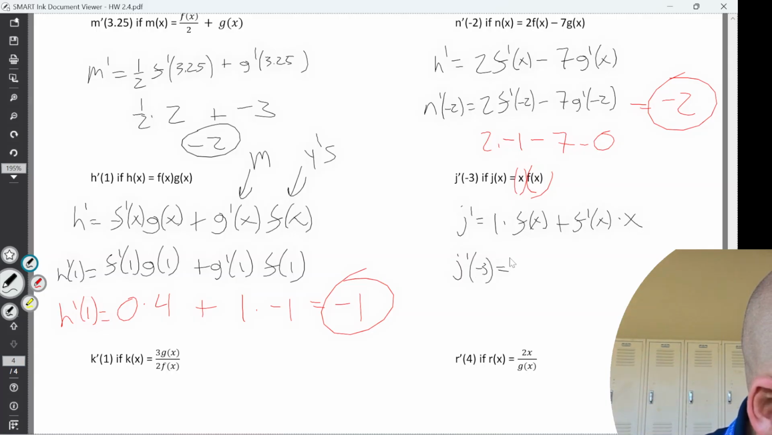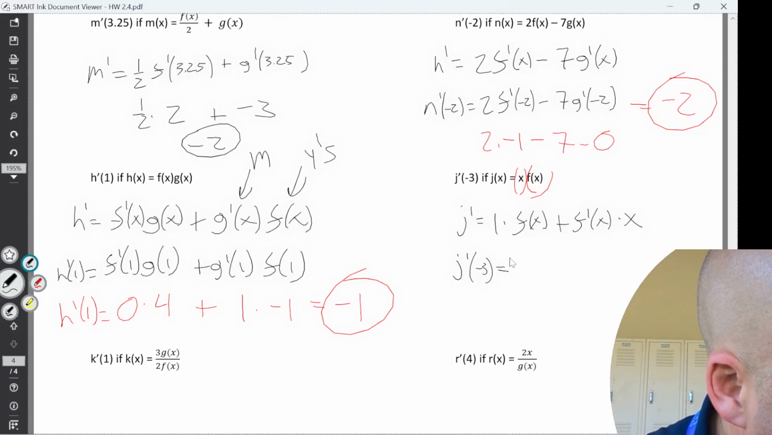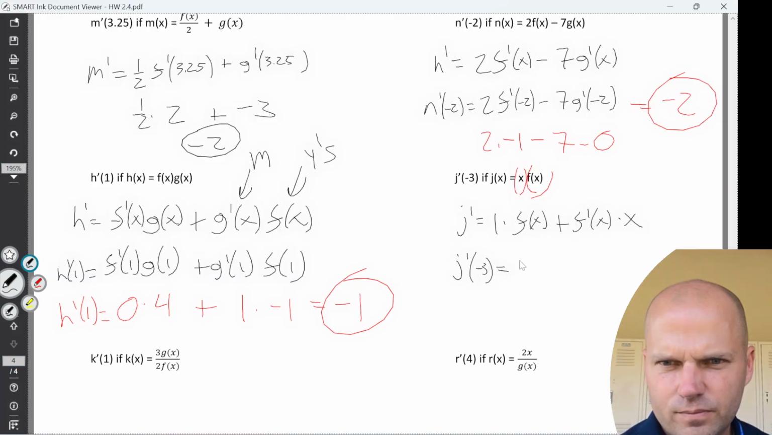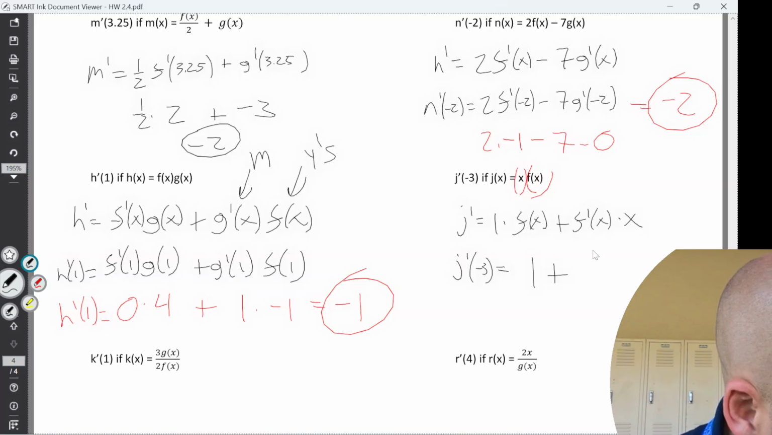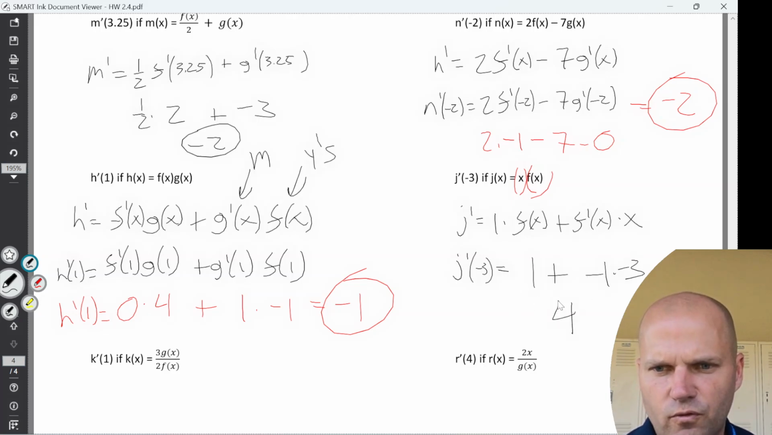Okay, f of -3 is the y value of f at -3. Look at your chart. Look at -3. F's y value is 1. F is the lower guy. F's slope at -3 is -1 times the -3 gives us 1 plus 3, which is 4.